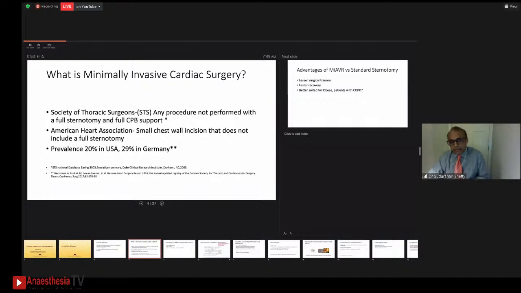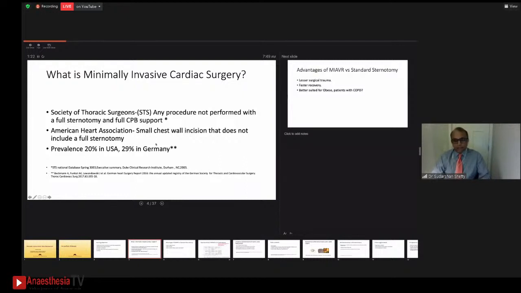So what is minimally invasive cardiac surgery? Depending on who you ask, the definition is different. The Society of Thoracic Surgeons says it's any procedure that's not performed with a full sternotomy and full cardiopulmonary bypass support. And this is their verbatim definition. The American Heart Association says it's a small chest wall incision that does not include a full sternotomy.